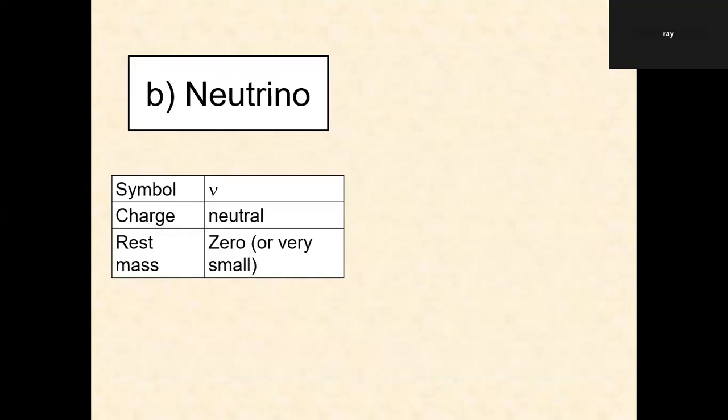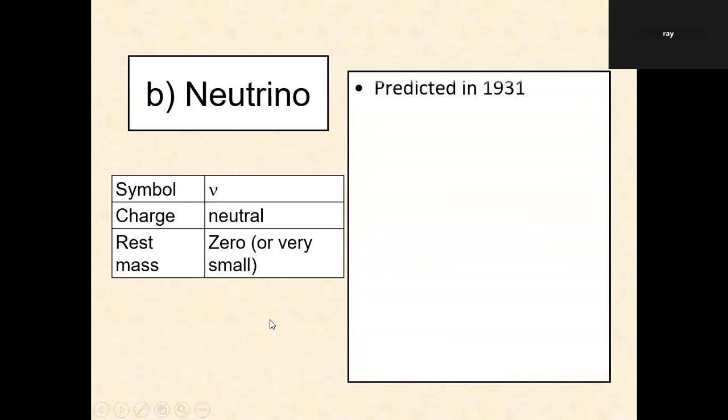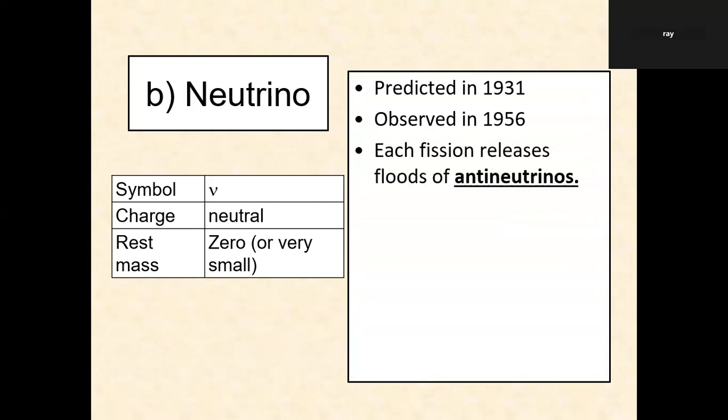That's the symbol for the neutrino. It's like a V, but it's a Greek alphabet letter. Neutral, with rest mass. Today they have found that it has a mass, very small. Predicted in 1931, observed in 1956. Each fission releases floods of antineutrinos.